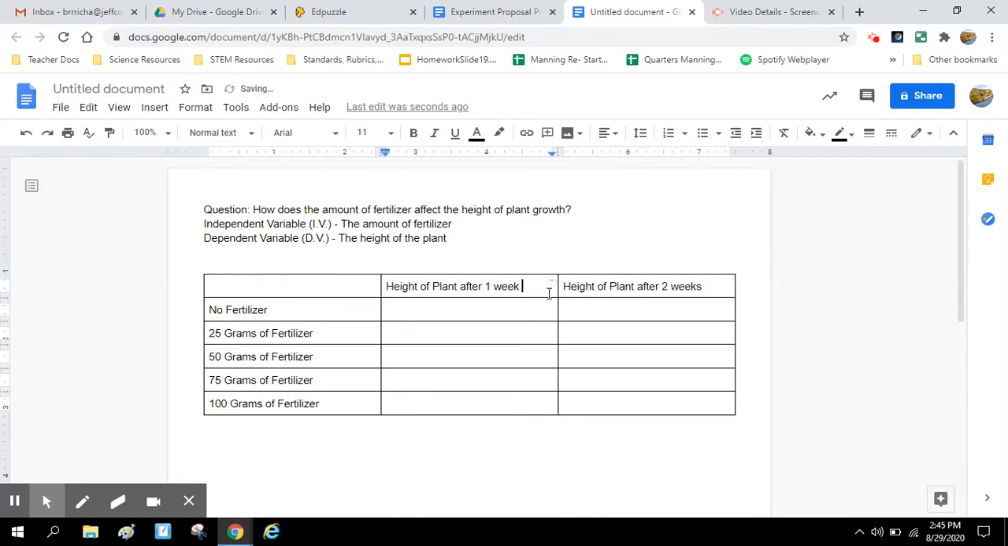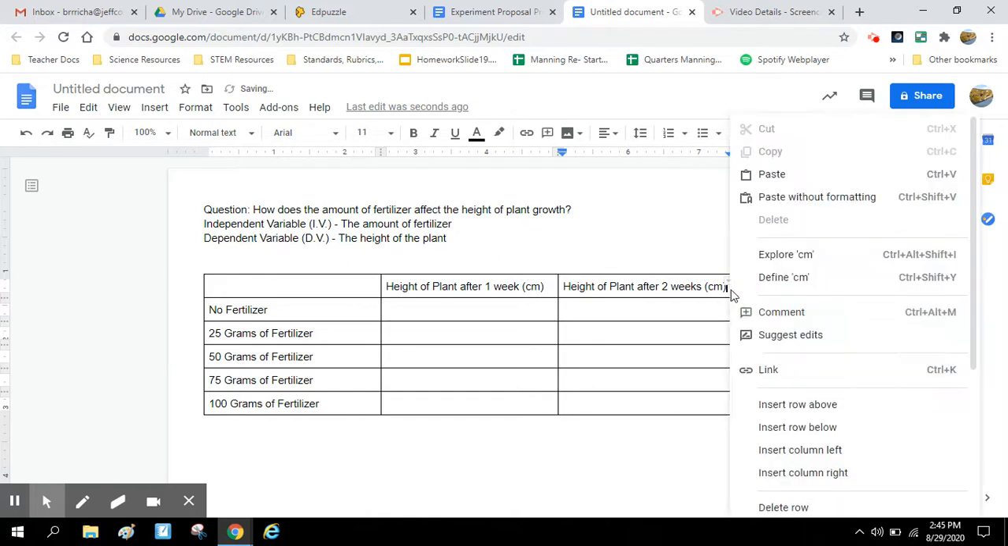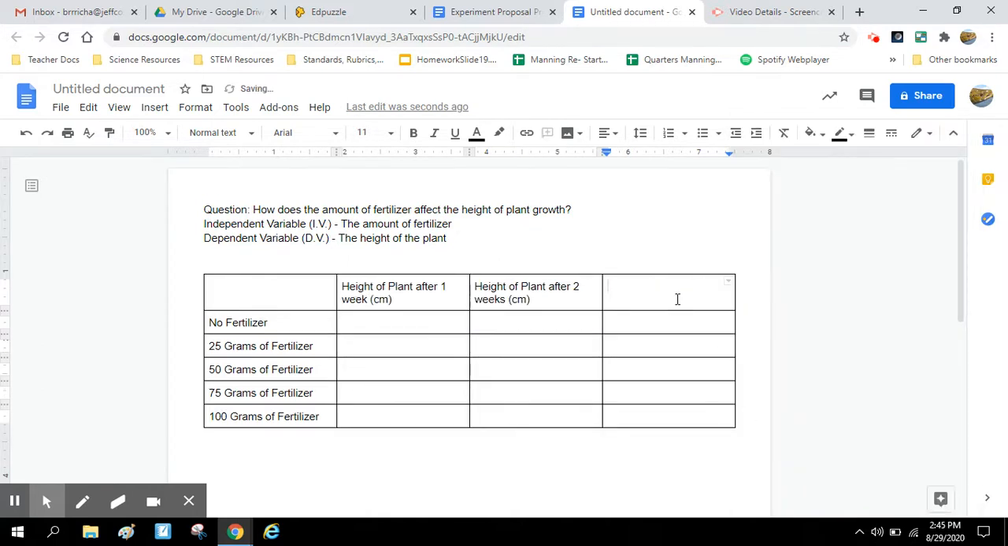And of course, we'd want to include our measurement unit, centimeters, and so on. Maybe we want to look at it again after 3 weeks. And of course, so on. And then you'd have a really nice data table set up where all you have to do then is make your measurements and place them into the appropriate spot.